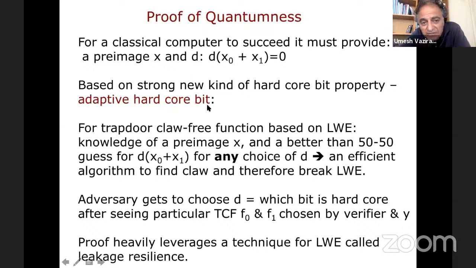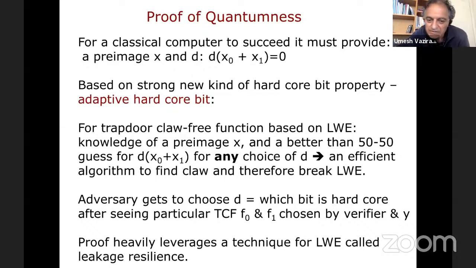Asserting that this is actually something that's hard to do is asserting a new kind of hardcore bit property. So the property that we want is that the knowledge of a pre-image X together with a better than 50-50 guess for D inner product with X0 plus X1, for any choice of D, implies an efficient algorithm to find a claw and therefore break LWE.